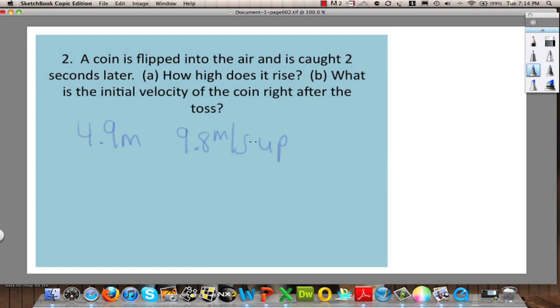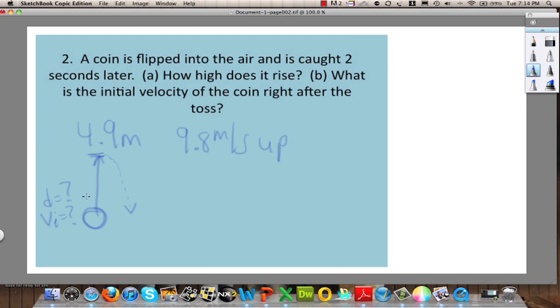Okay, so let's look at what we have here. I'm going to draw the picture here and then solve it on the side. So we have a coin. Here's my coin. And it's flipped up into the air, and then comes back down 2 seconds later into my hand. Okay? How high does it rise? So we want to know that. And we also want to know the initial velocity of that coin toss. So we're looking for VI, and we're also looking for D.